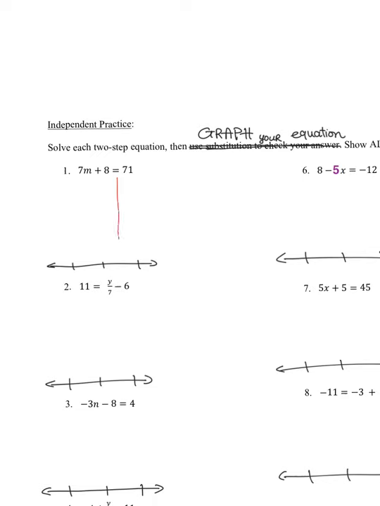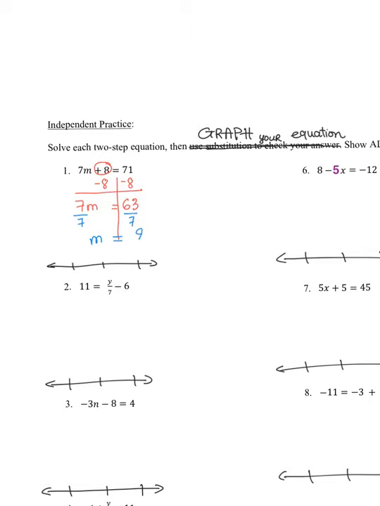First step, I need to get rid of my constant. So plus 8, the inverse of addition will be subtraction. 71 minus 8 will be 63. 7m, whatever you don't use, you rewrite it. And then 7 times m. So the inverse of multiplication is division. 63 divided by 7. So your m will be equivalent to 9.